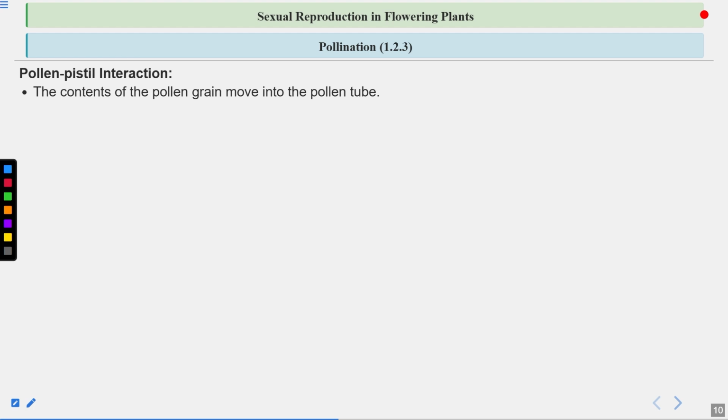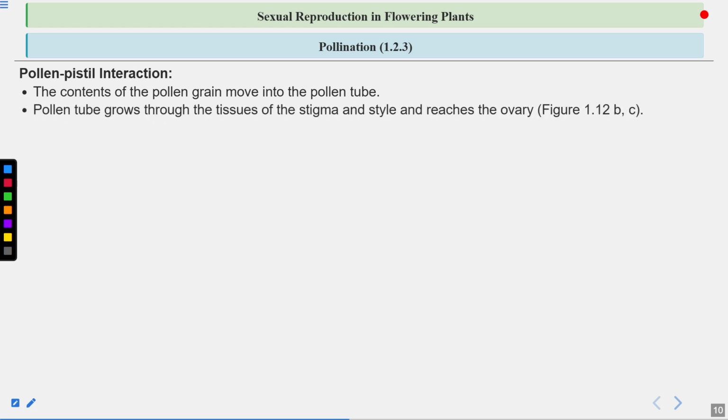So the content of the pollen grain moves into the pollen tube. The pollen tube has the cytoplasm and the generative nucleus, and this generative nucleus divides into two nuclei, and those two nuclei are called male nuclei, right?